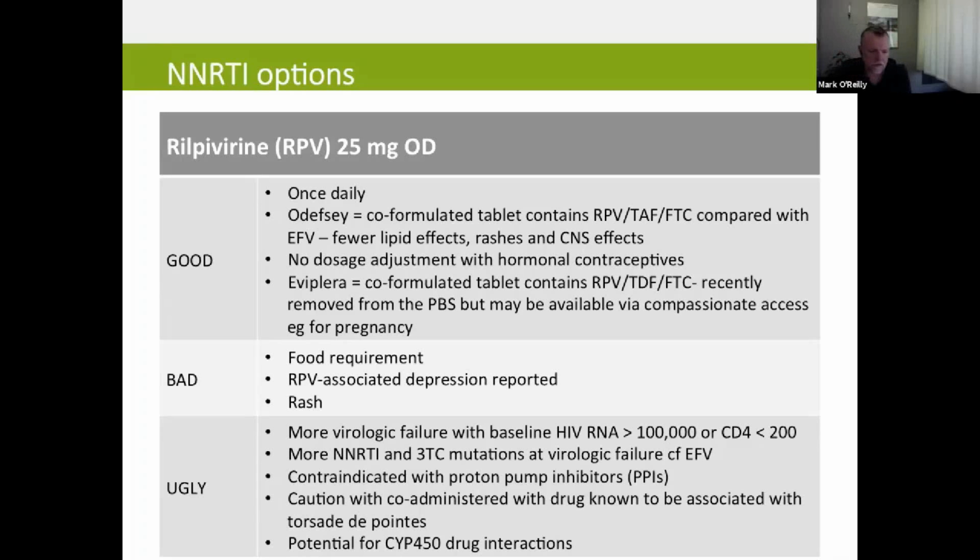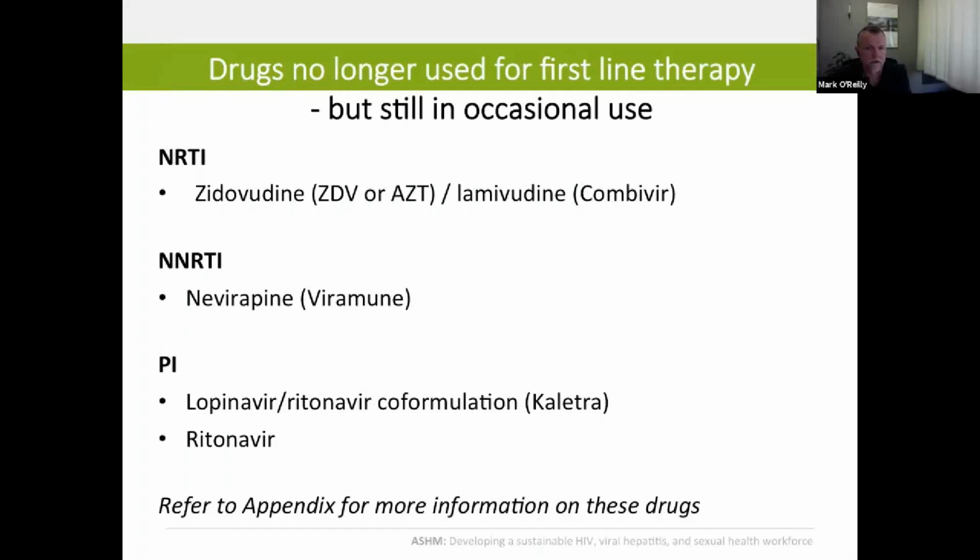In the phase 3 registration studies, there appeared to be more virologic failure with a viral load greater than 100,000 copies per mL, or a CD4 count less than 200 cells per microliter. And there were more NNRTI and 3TC mutations when people failed on a rilpivirine-containing regimen compared with efavirenz. It is a contraindicated medication if someone needs to take a proton pump inhibitor, and caution needs to be exercised when it's co-administered with other medications that are associated with torsades de pointes. There is also potential for CYP450 drug-drug interactions.